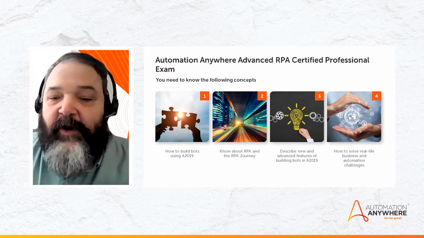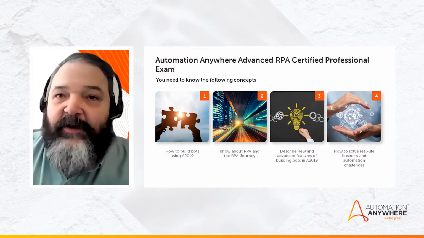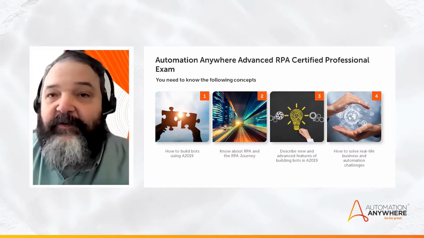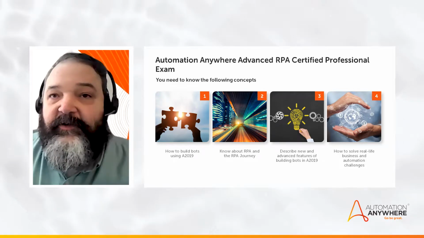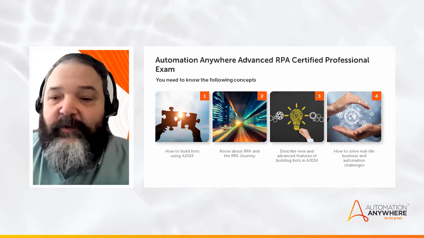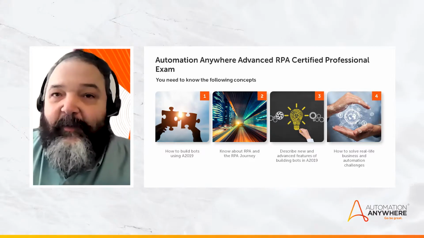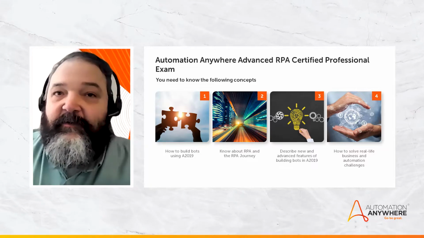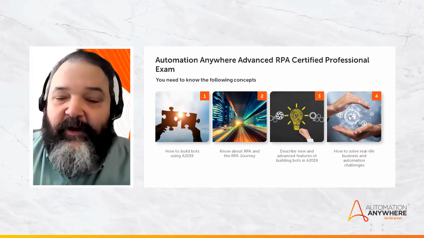You should be able to describe new and advanced features of building bots in A2019. You can get that information by engaging with learning trails at Automation Anywhere University to understand new features, additional features, all the things it has to do with building bots. And finally, you need to be able to solve real-life business and automation challenges. You can do that by practicing at our Community Edition version of the software that gives you full access to the bot building tools of the product.